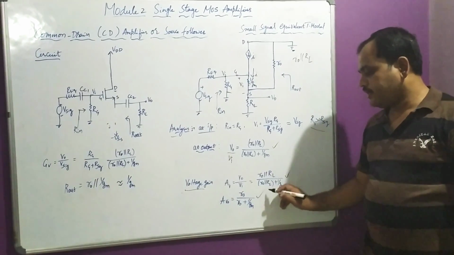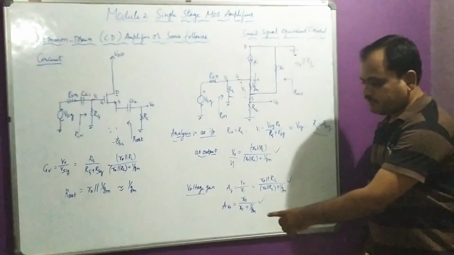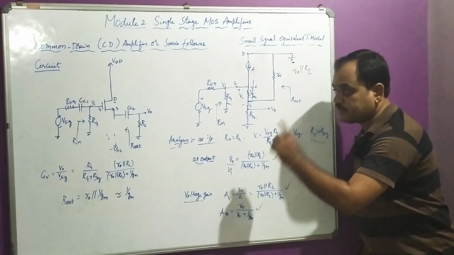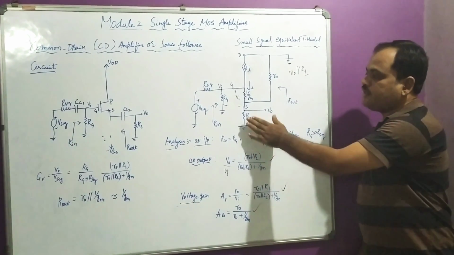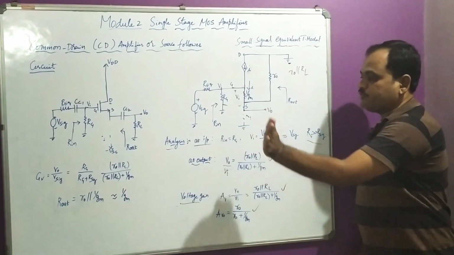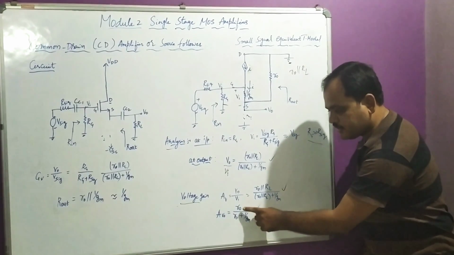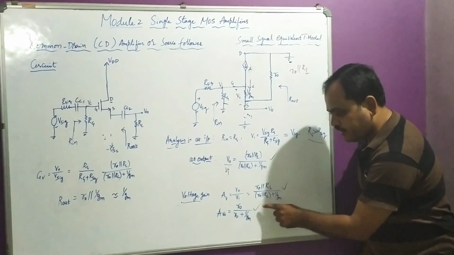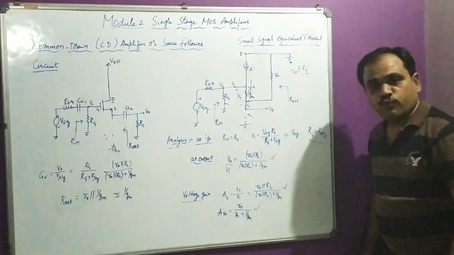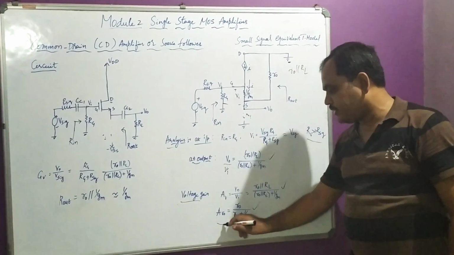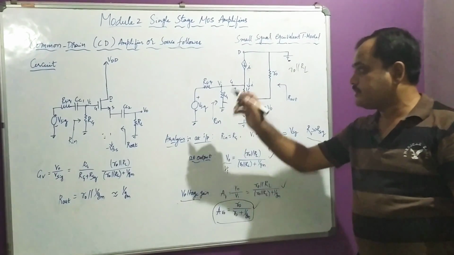Now this is your voltage gain. If you consider our open circuited voltage gain, as we have discussed, we are going to remove the load resistor. I removed the load resistor. Just observe, RL is removed, R0 by R0 plus 1 by Gm. Now this is a very important expression to prove that it is a source follower.